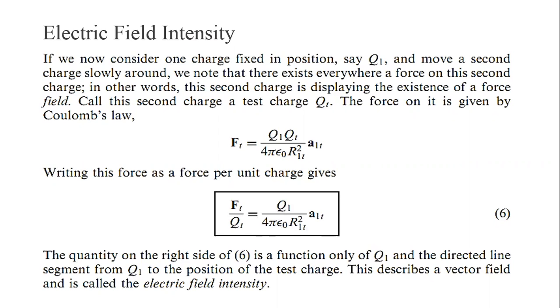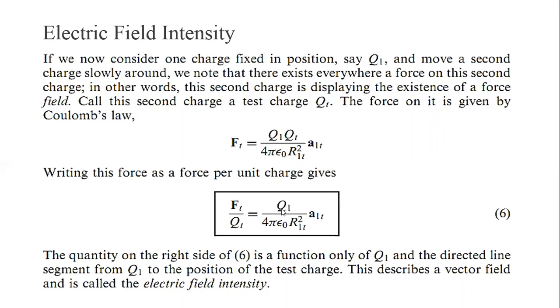I am repeating it again, that the left hand side actually represents the definition of the electric field intensity, that is the vector force on a unit positive test charge, whereas the right hand side represents the expression of the electric field intensity due to a source charge Q1.